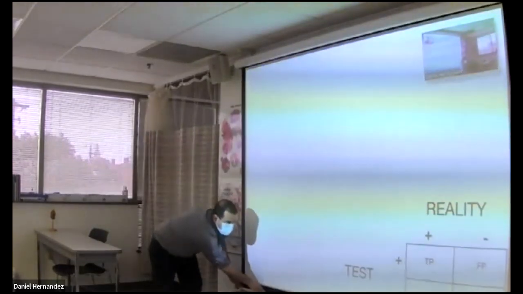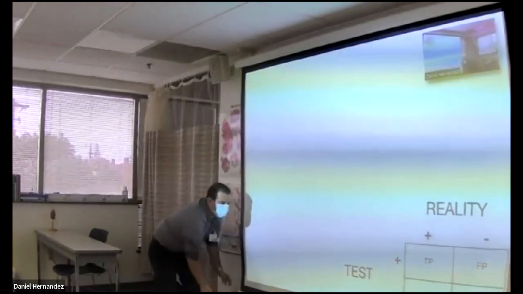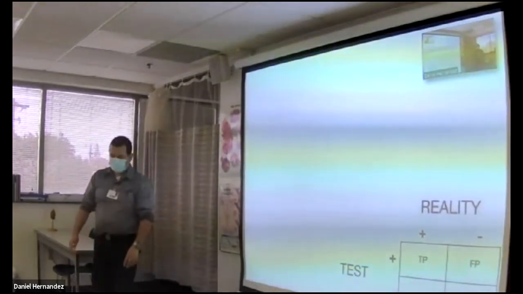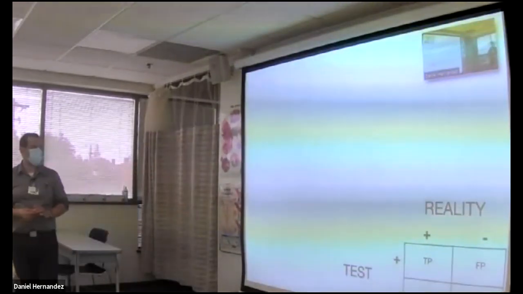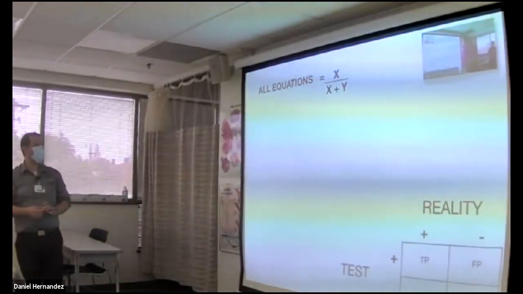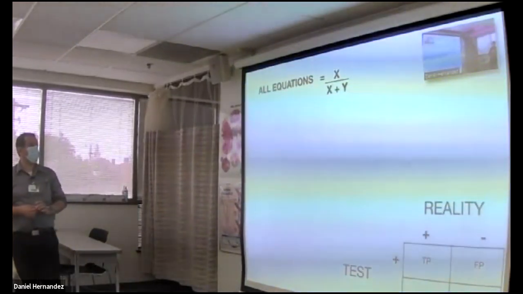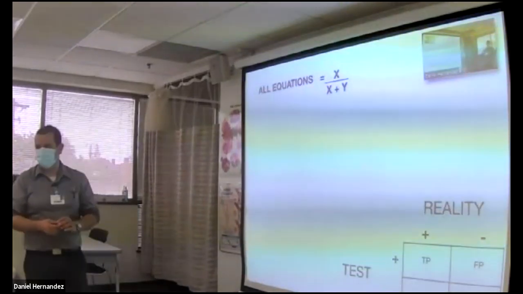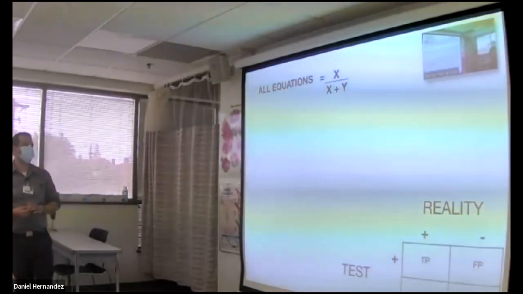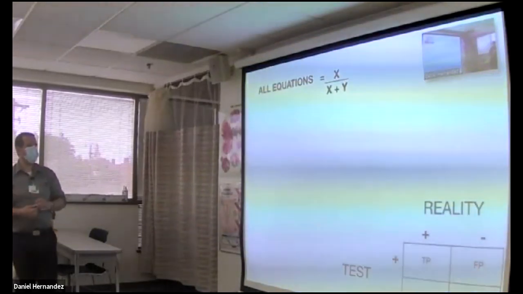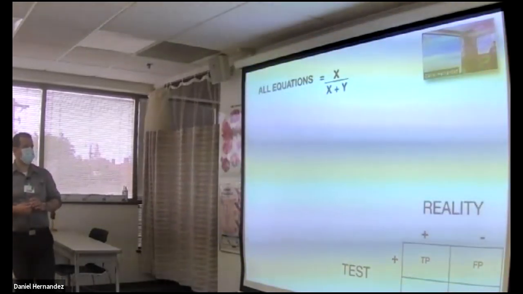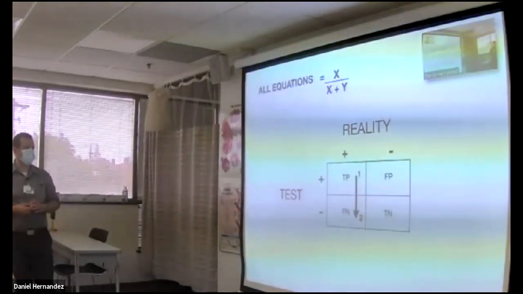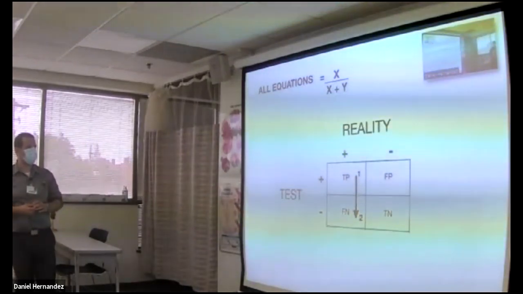Next thing that we need to go over is that when we're doing these equations for sensitivity, specificity, positive predicted value, and negative predicted value, all of the equations are going to be equal to something over something plus something. And I'll explain all of this. Don't worry if that's vague and confusing. But I really want to show you that all of these equations are equal to x over x plus y. And we're going to be drawing in arrows today. So if I draw in an arrow like this, the equation will be x over x plus y.